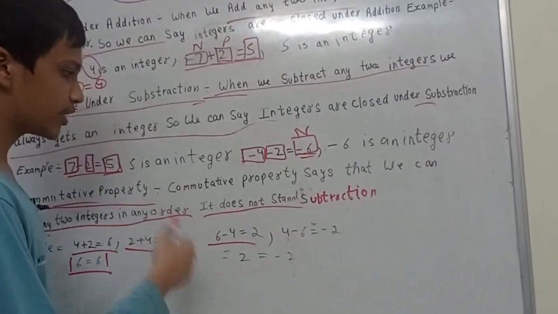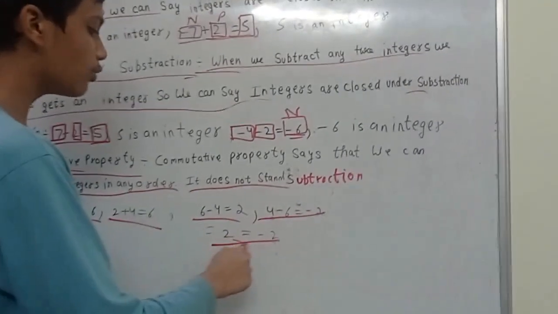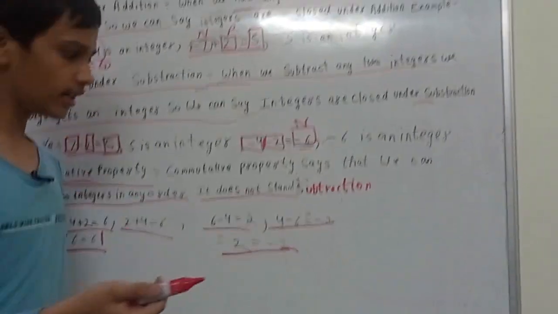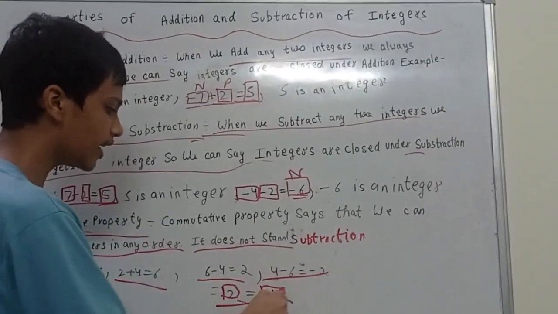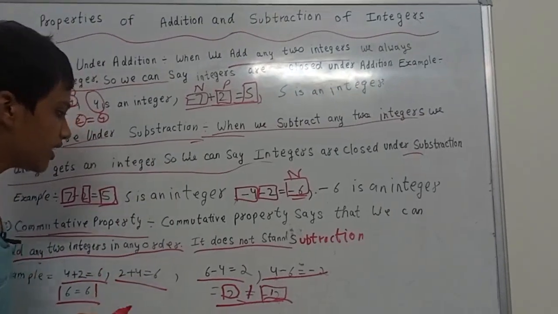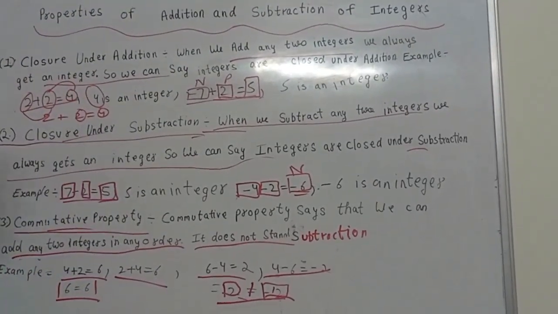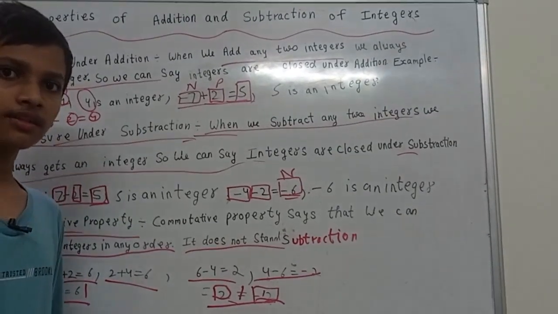6 minus 4 is equal to 2, and 4 minus 6 is minus 2. 2 and minus 2 are different numbers. 2 is a positive integer and minus 2 is a negative integer. So they are different and they are not equal. So we can say commutative property does not stand for subtraction.